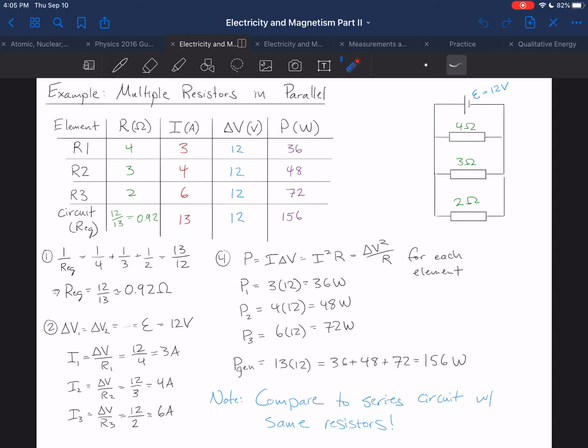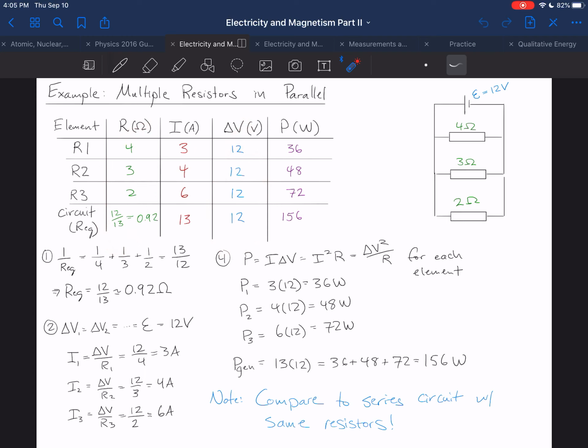Well, these are all resistors in parallel. And as resistors in parallel, we know that the potential difference across each resistor is equal to the potential difference across the battery, or the EMF. Therefore, these are all 12 volts. Then, once we have this column and these values, we can calculate the current in each of the individual resistors.